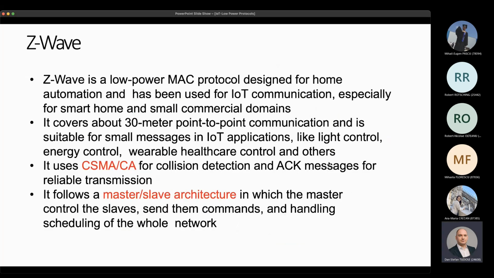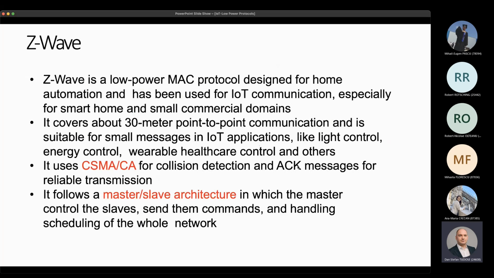Okay, Z-Wave is another protocol. It's a low-power MAC protocol designed for home automation and has been used in IoT communication. It covers roughly a 30-meter area, point-to-point communication. It's suitable for small messages in IoT applications. Again, light control, energy control, wearables, things like this.